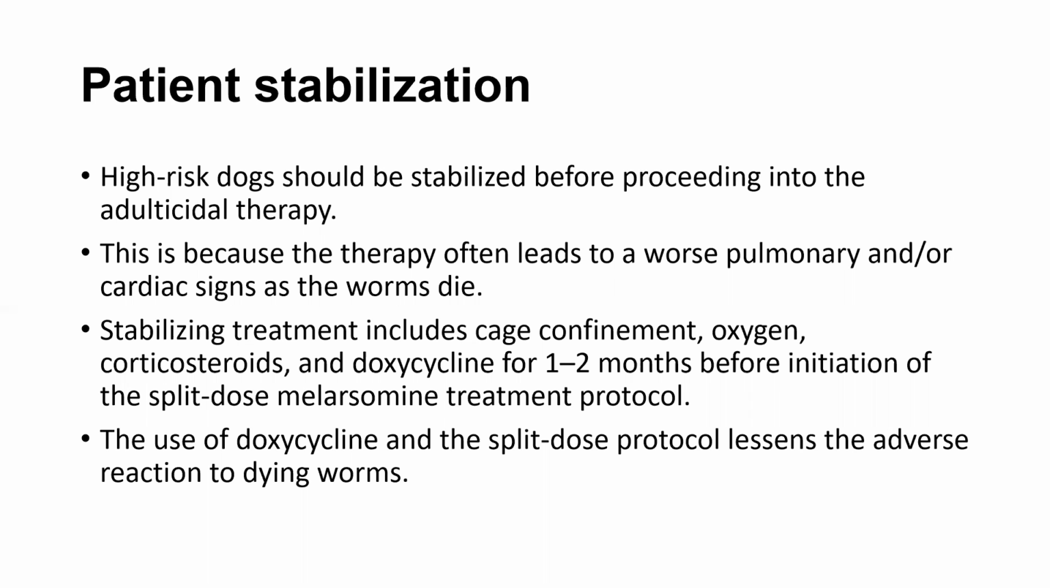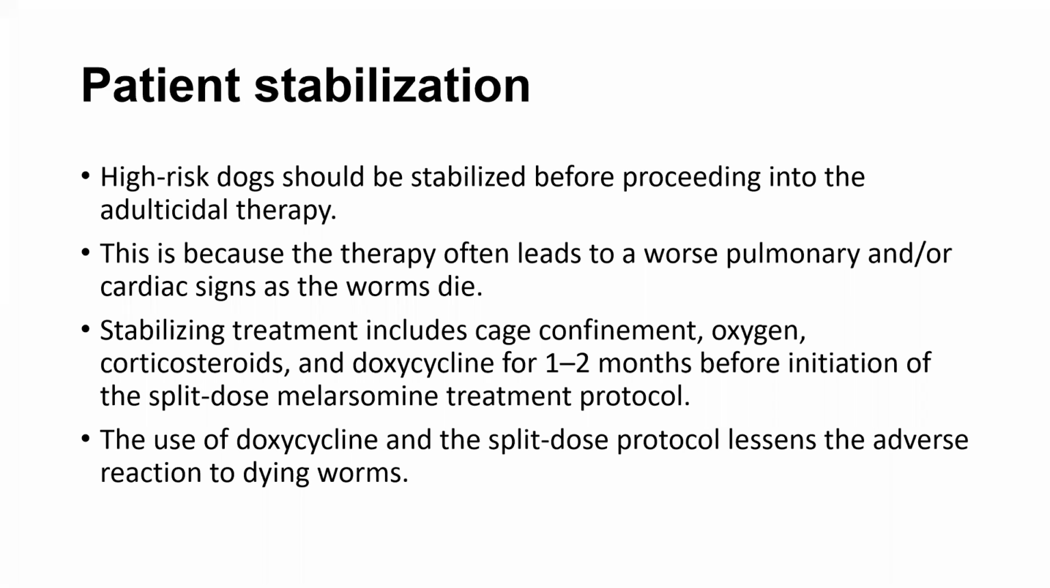Next, we move to patient stabilization. This is a procedure or step that is done to high-risk dogs before an adulticide is administered. The dogs that exhibit significant clinical signs of heartworm disease should be stabilized first. This is because the therapy often leads to worse pulmonary or cardiac signs as the worms die.